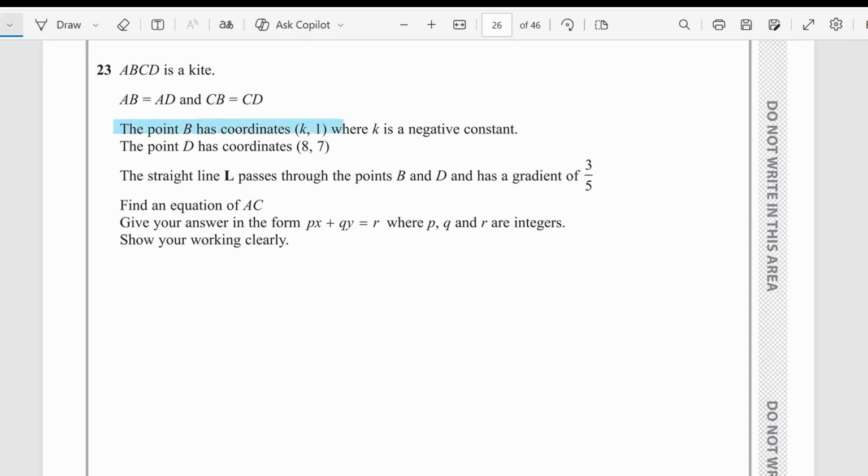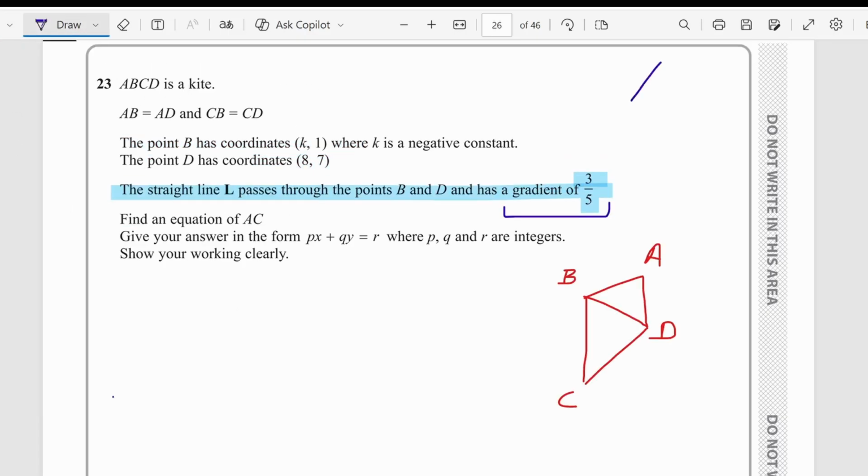We are given 2 points and a gradient, and we have to find the equation of line AC. For this we are going to draw the diagram of the kite. I am going to draw this kite this way, and I am going to take BD this way. You may be confused about the gradient, as this would become a horizontal line, and for a horizontal line the gradient is 0. So that's why I have taken this in a tilted form.